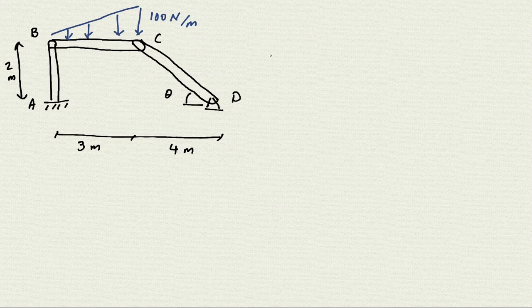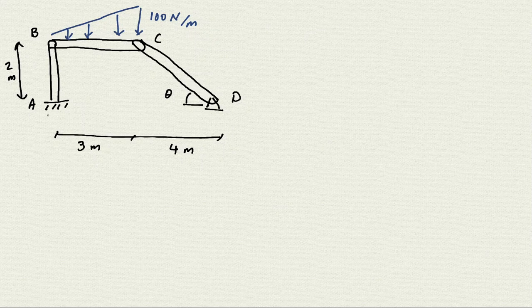Okay, let's look at another example. Assume we have a frame like that, so it's the A, B, B, C, and C, D, the three members connected to each other, and there's the fixed support here, a roller, a pin support here, and we have the distributed load, the triangle distributed load at the top member. I want to find the reaction at A and D.